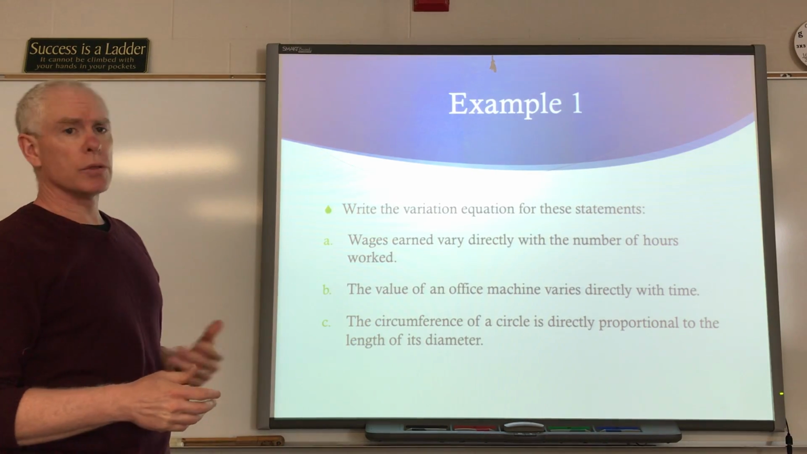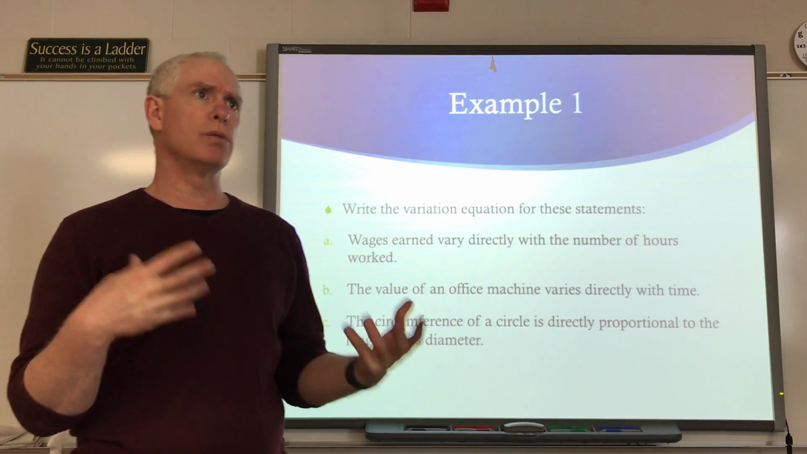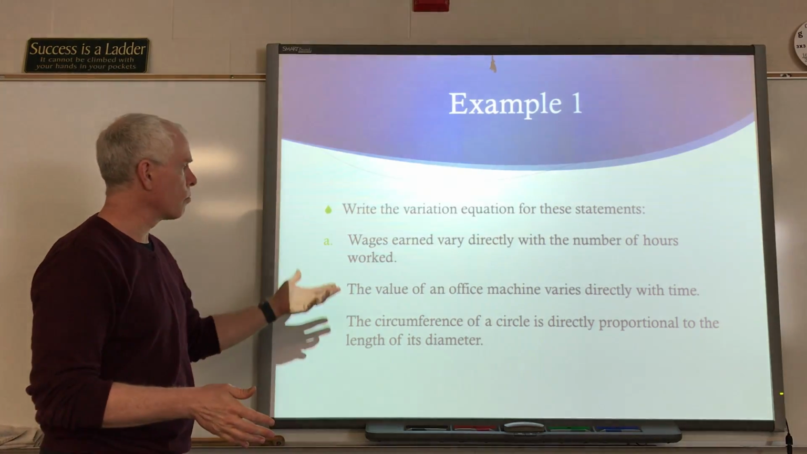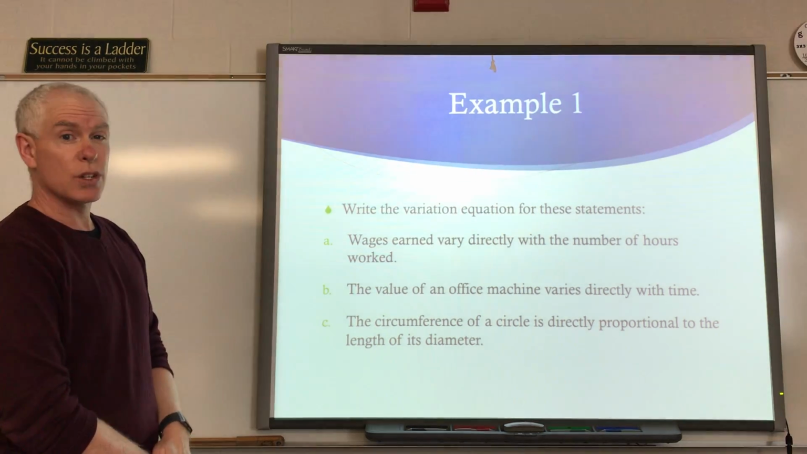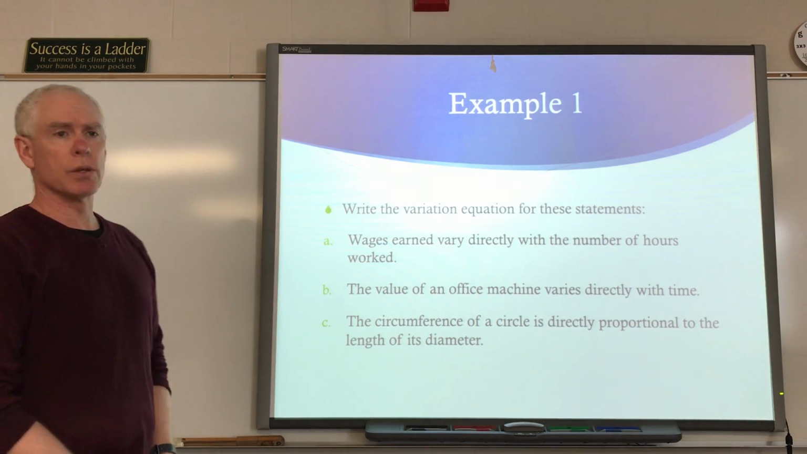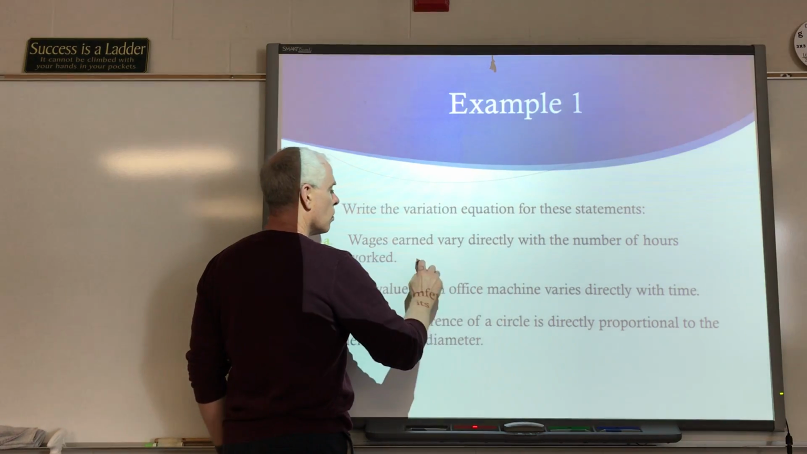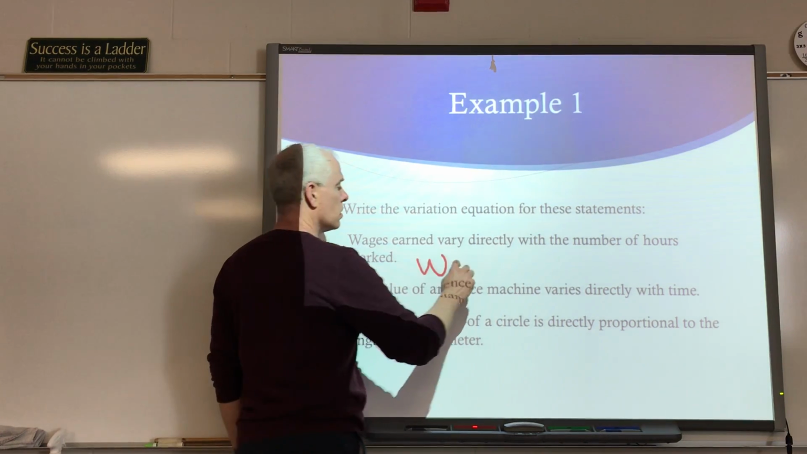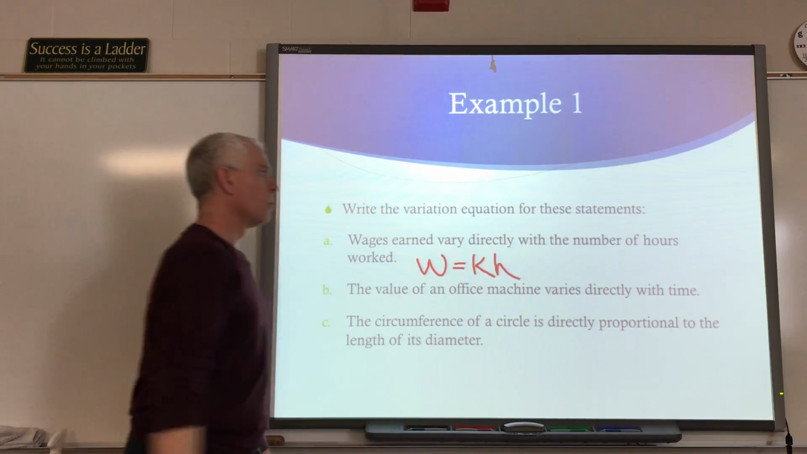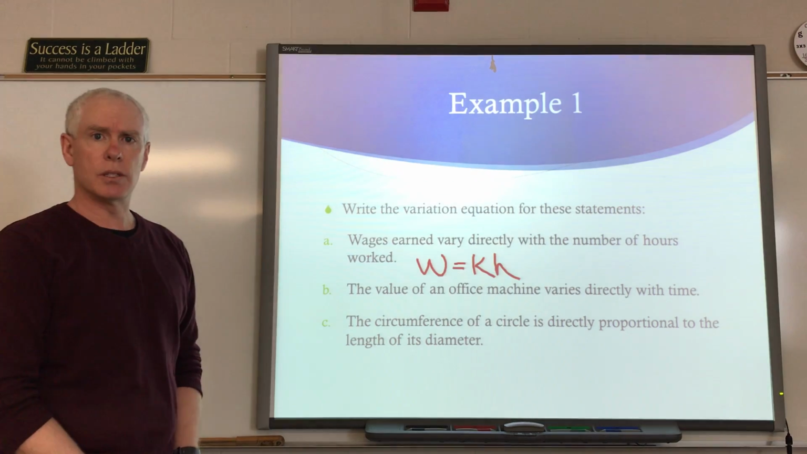So example one, we're supposed to write the variation equation for these statements. So you got to figure out what variables you're talking about, and the k is always going to be that constant. So for number one part A here, wages earned, let's call that W, vary directly with the number of hours worked. Let's call hours H. So wages earned varies directly with the number of hours worked. Okay? That's all they're asking you to do in these problems.